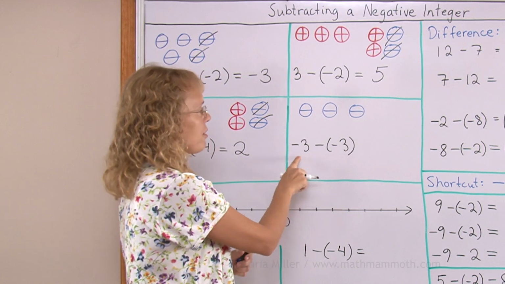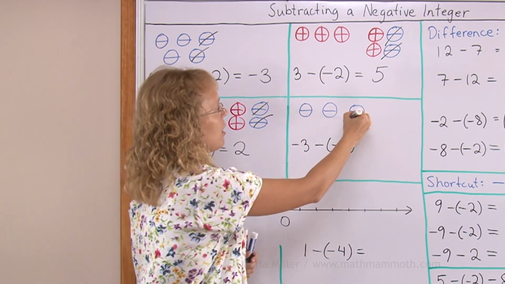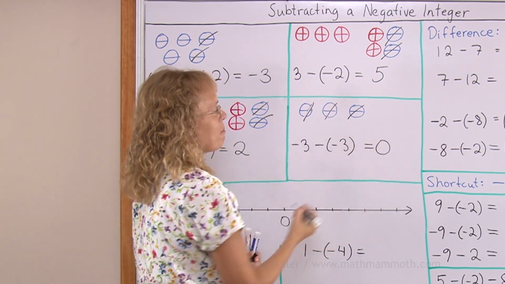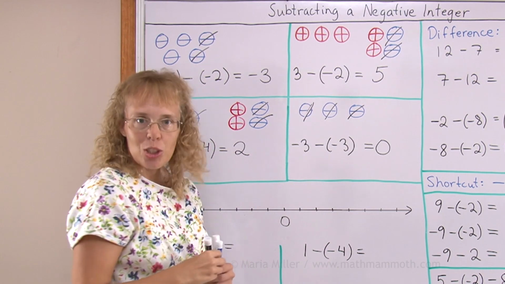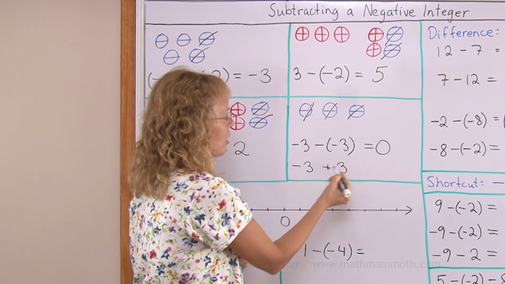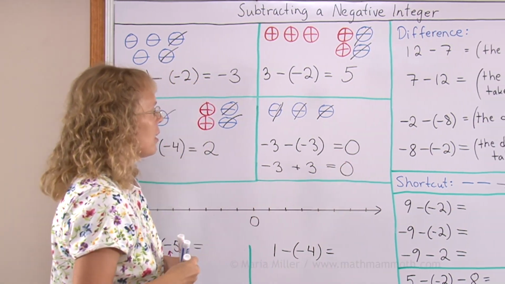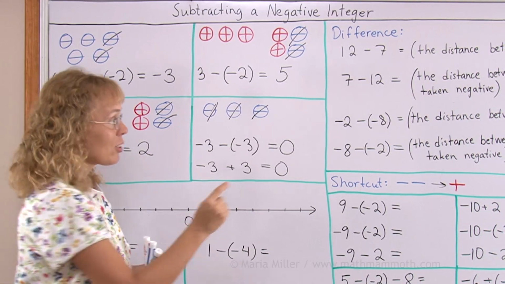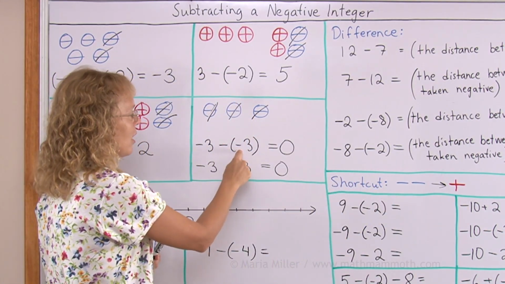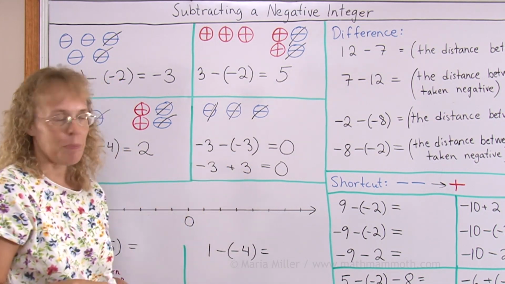Here, I have 3 negatives to start with, and I take away 3 negatives. So I have enough. I'll just take them away, and I'm left with a 0. Okay? Notice, this also is as if I had done the calculation minus 3 plus 3. And later, you'll see the shortcut: these 2 minuses here, this minus minus, it is as if they turn into a plus. It is as if this becomes addition.